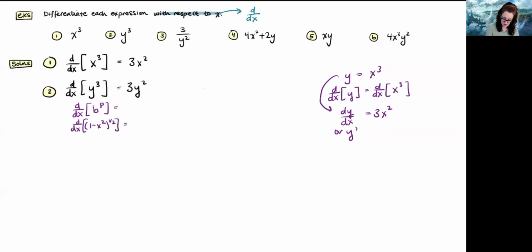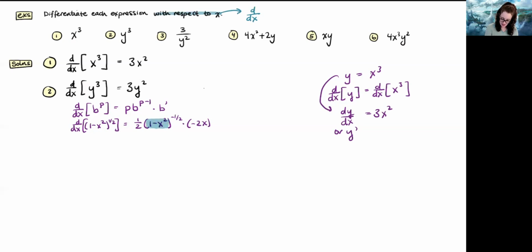Okay, the rule said bring the power down, leave the base the same, subtract 1 from the power, then multiply by the derivative of the base, right? So we just differentiated this example down here a couple minutes ago. So we bring the 1/2 down, we leave the base the same, subtract 1 from the power, and then we multiply by the derivative of the inside. Now here what we have is this 1/2. Wait, no, the 1 minus x squared, sorry.